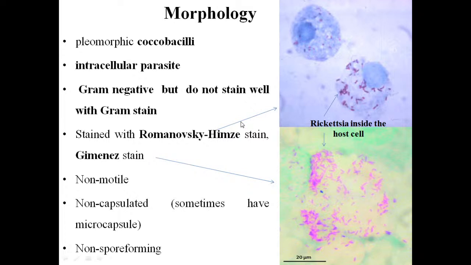In both methods, in Romanovsky-Giemsa and in this photo and in Gimenez stain, rickettsiae are stained in pink-purple color. In Romanovsky-Giemsa, the eukaryotic cell is stained in blue, in Gimenez stain in green. So this is a eukaryotic cell, a human cell, and rickettsiae are intracellular parasites. They are present intracellularly. They are non-motile, non-capsulated. Sometimes they may have a microcapsule, a thin capsular layer. And they are non-sporeforming.